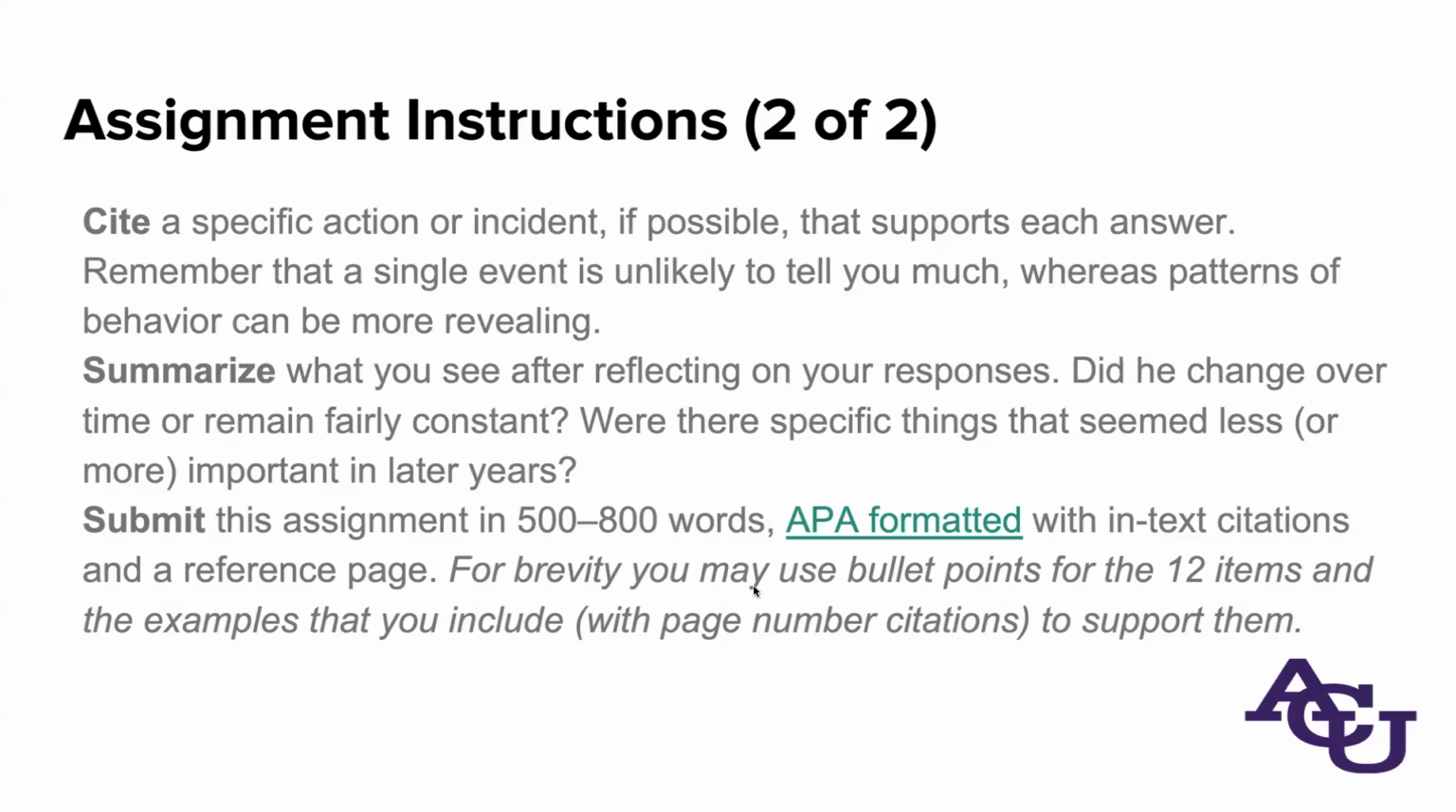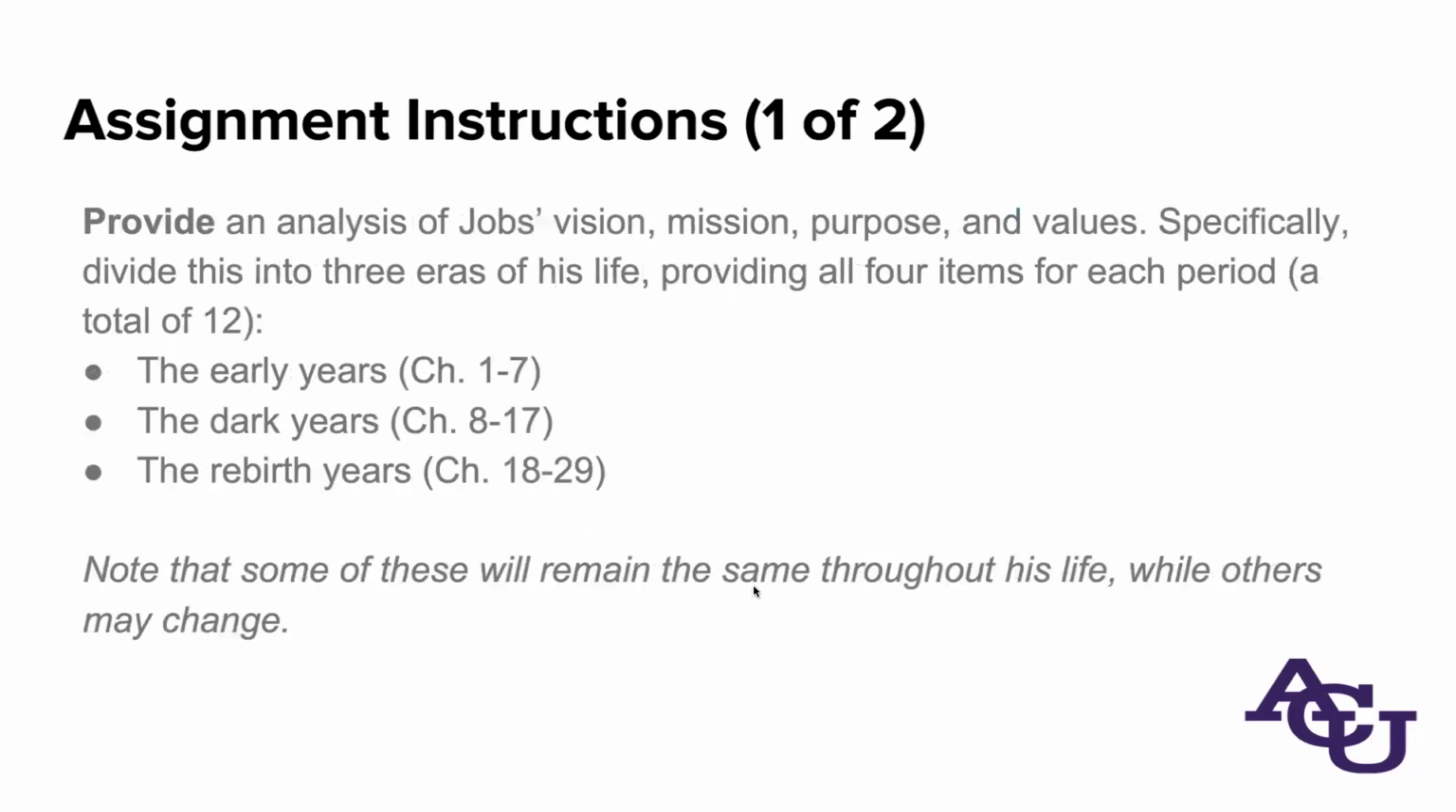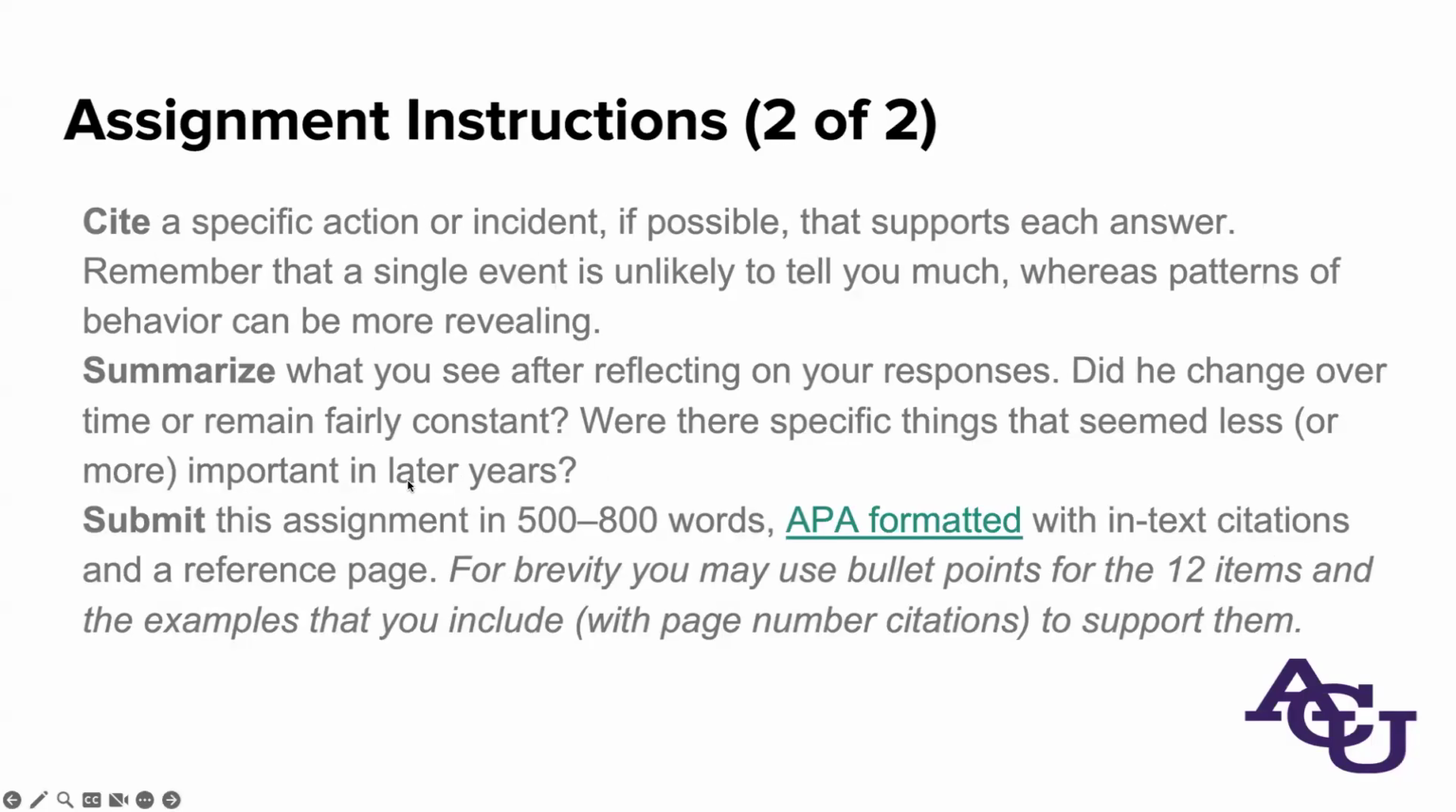And the last item here is just a note on the length. So 500 to 800 words, that's 2 full pages to a little bit over 3 full pages as our range here. And that's not counting the references or the citations. When you list out these 4 items for each of these 3 periods, you are allowed to list those as bullet points, which will allow you to save on a little bit of the wording because you don't have to introduce each one, just introduce the set divided into the eras. All right, great.